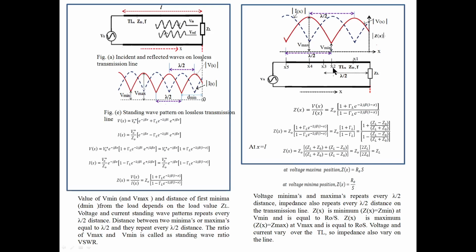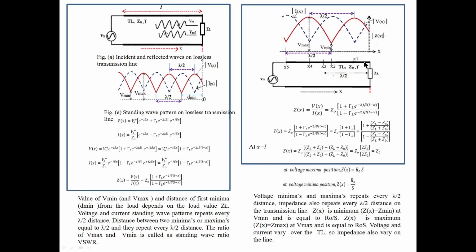For example, if you are at some point x2, if you move towards the right like this, this is towards the load. From here, if you move like this, this is towards the generator. Similarly, from the load point, for example, this is the load point ZL. From here, if you move like this, this is towards the generator.